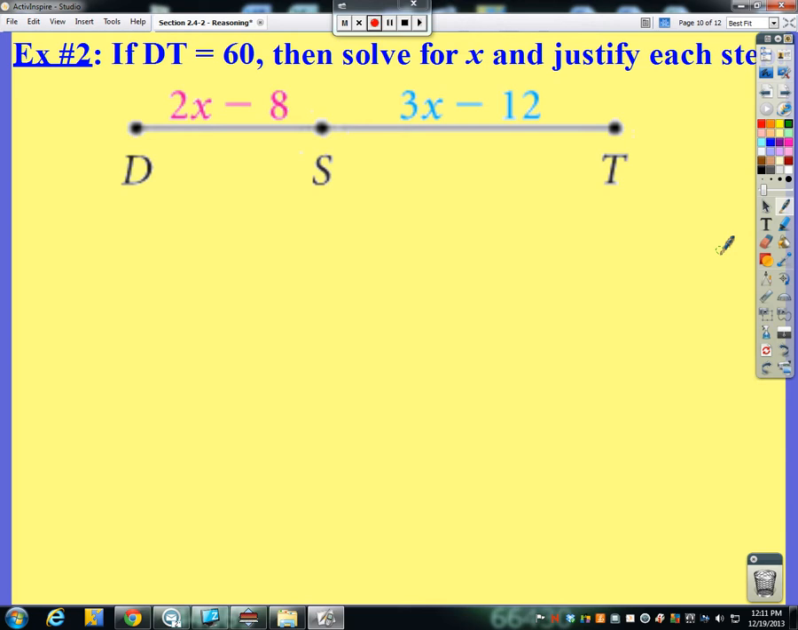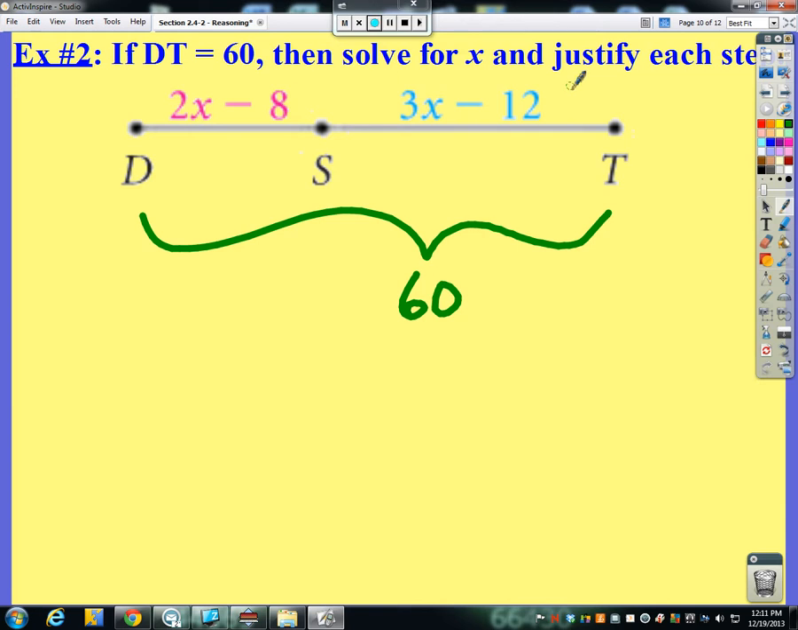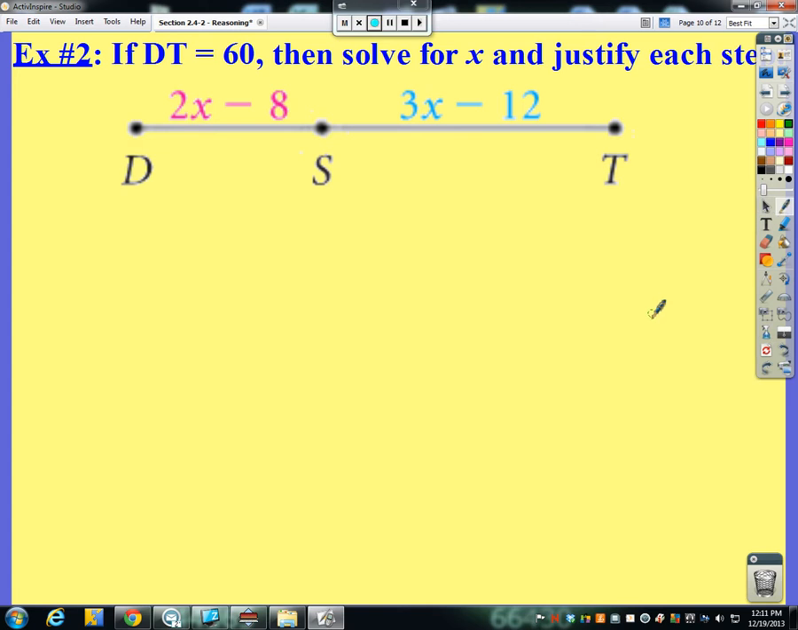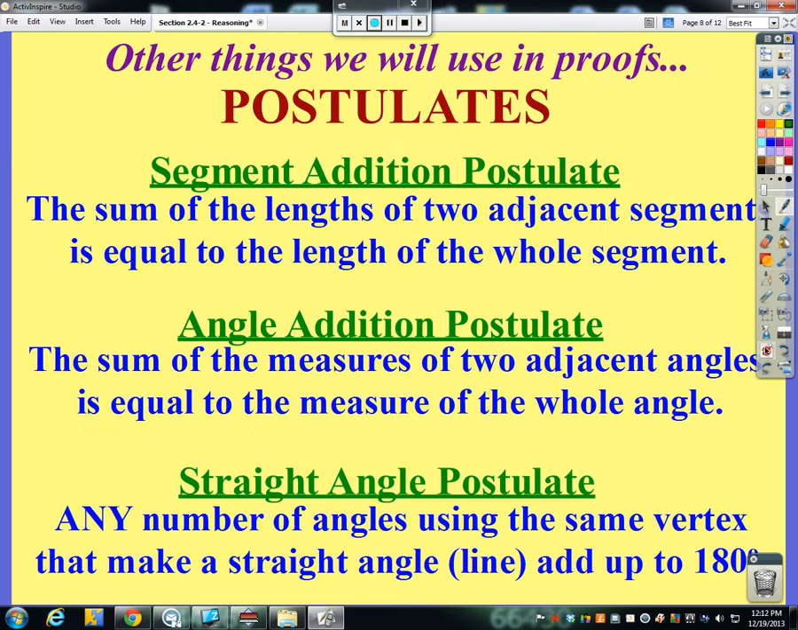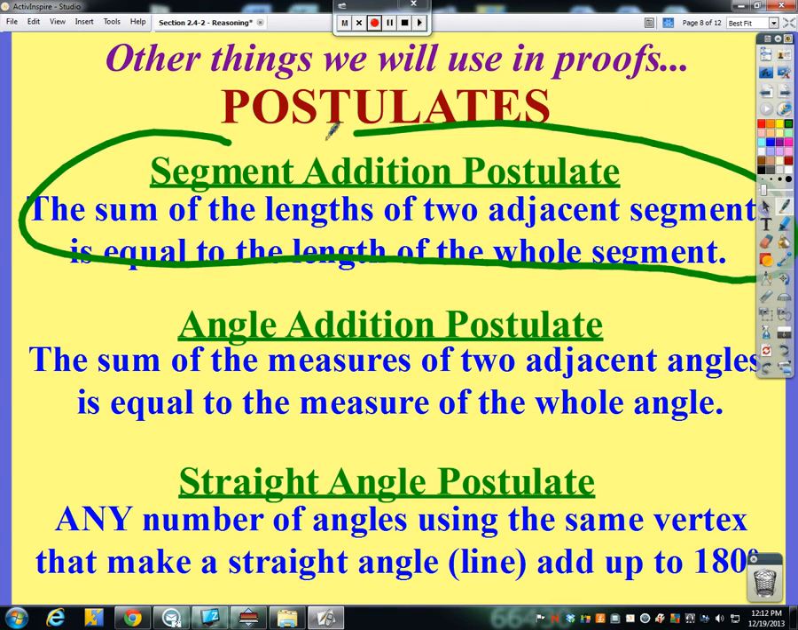So let's do a couple of examples together where we're going to have to use this stuff. This says if DT, and that's all of this, is equal to 60, then solve for x and justify each step. So we're going to do a proof, but now we're going to start mixing in some geometry with the algebra. The first thing we need to do is set up the geometry part of this. If I've got a little segment here and another little segment, DS and ST, and altogether that makes a big segment, there was something we talked about earlier. That was the segment addition postulate.